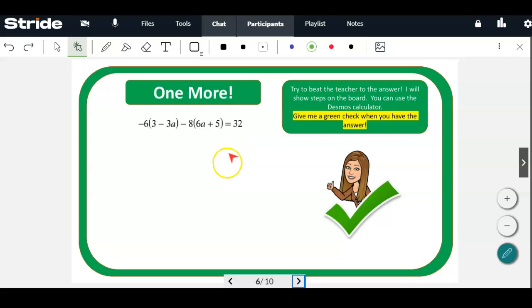Okay, let's try this one. We're going to do distributive property again. And so we have -6 times 3 is -18.